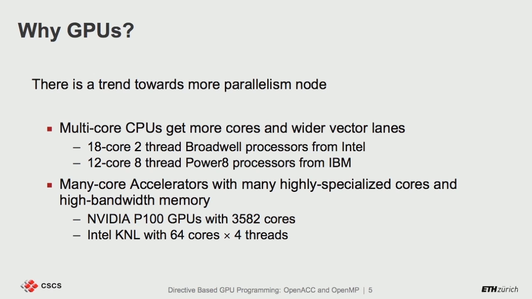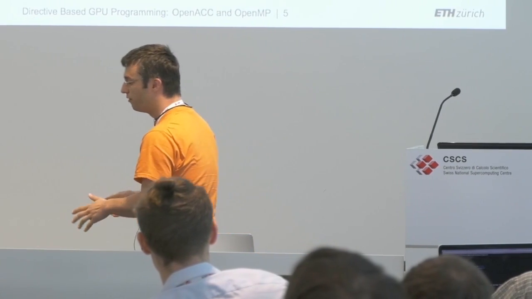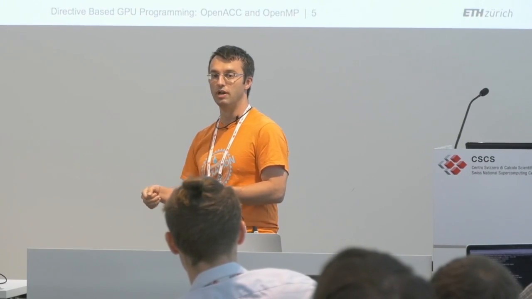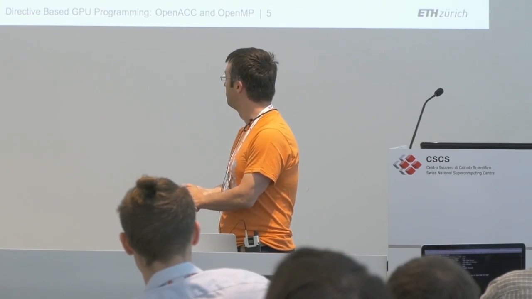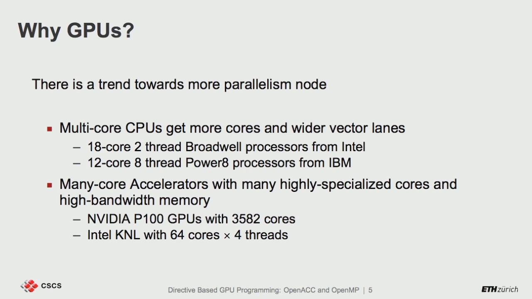We used to have such processors. I mean, GPUs were around for years, but around 2008 and a bit before, people started to exploit their computational power to do other stuff than graphics. And now the latest NVIDIA generation is Pascal with 3,500 cores. So you can imagine that this is a huge number. And Intel also introduced the KNL architecture with 64 cores and 4 threads per core. So we have lots of node parallelism. And this is the trend.